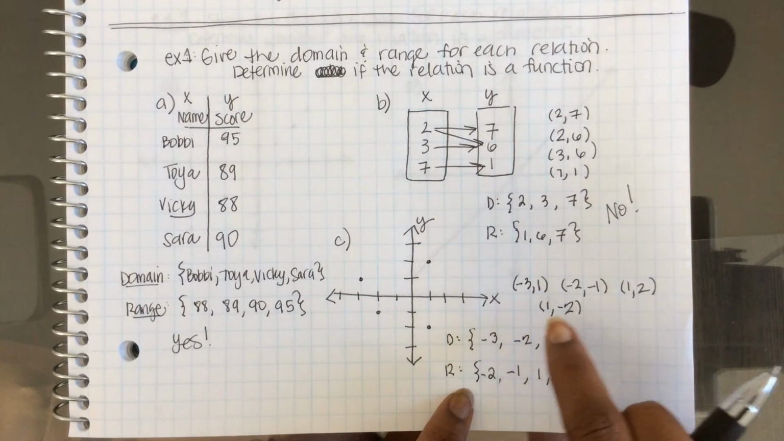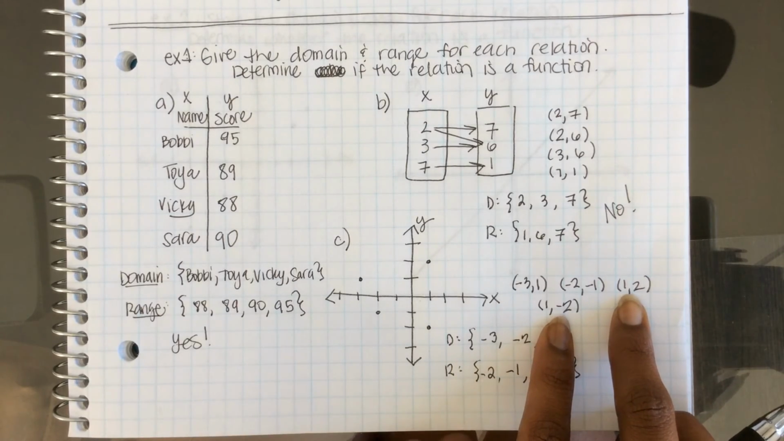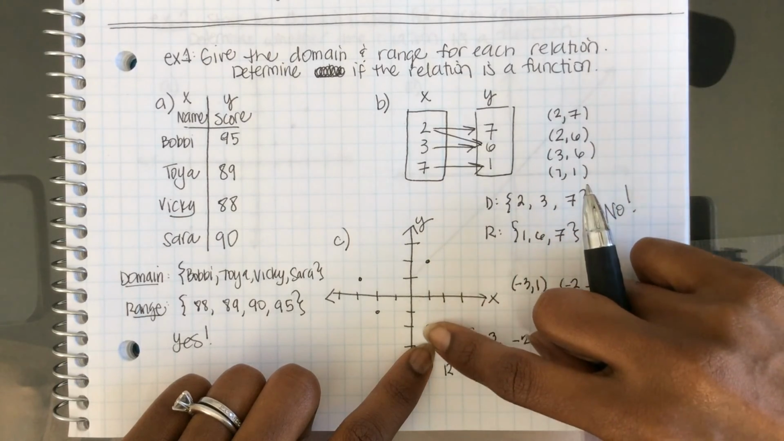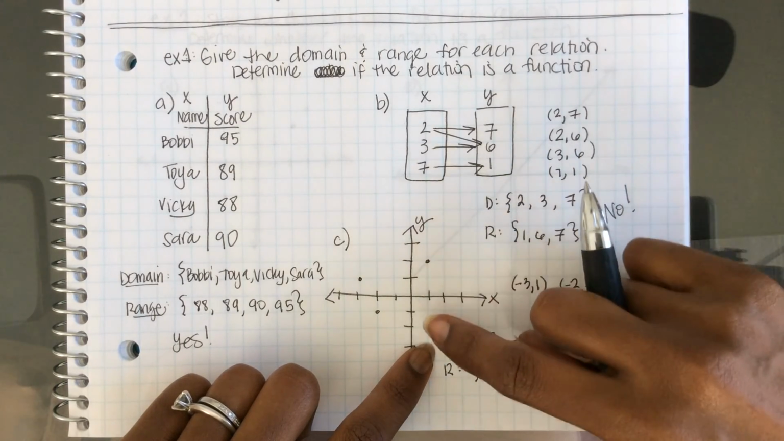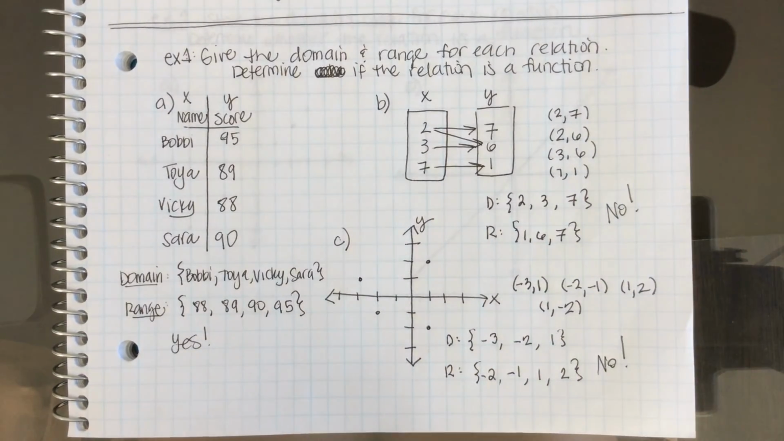So is this relation a function? That means every x value only maps to one y value, but I see 1 maps to 2 different points. And visually, I can see right here that it is 2 y values for this one x value. So no, it is not a function.